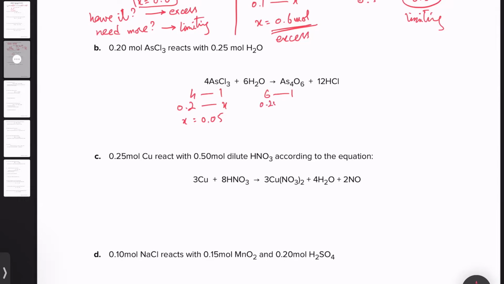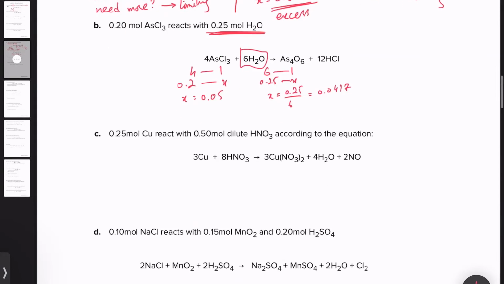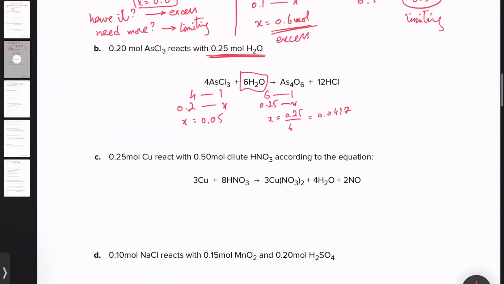So 0.25 should give X. So X comes out to be 0.25 over 6, which is 0.04 something. Oh, wait. I know what I did wrong. So clearly, this is the limiting reactant. Yes. Okay. Now over here, you could use the reactant comparison as well.